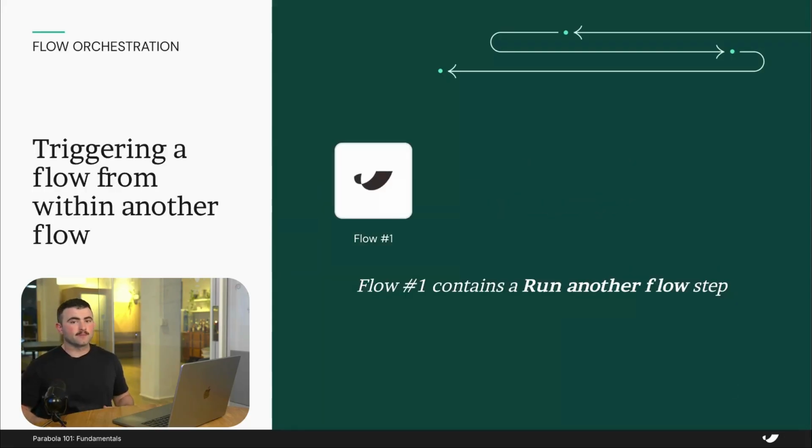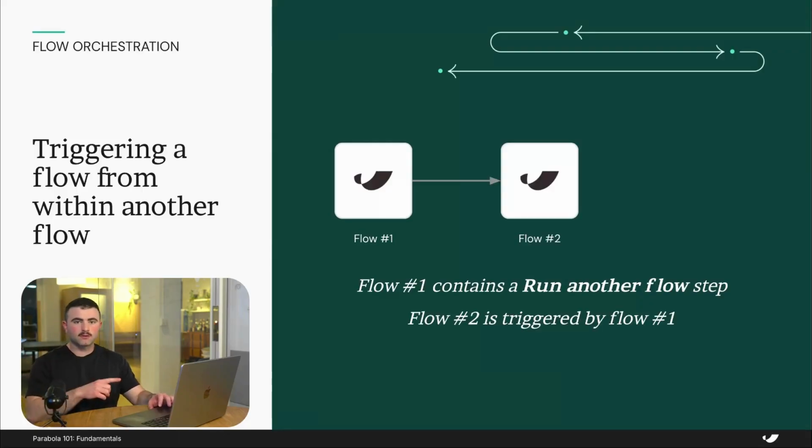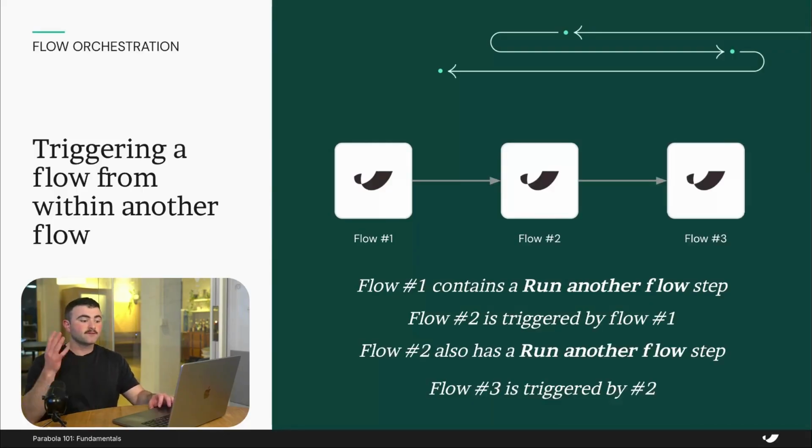Let's look at an example where we have one flow that is doing something like processing an invoice and then triggering another downstream flow. Maybe in flow one, it has a run another flow step at the very end of the workflow. That flow is going to run, and once the run another Parabola flow step runs, it'll trigger flow number two to run. Let's say flow number two also has a run another flow step. When it finishes running, it's then going to trigger flow number three. So you can see that it's being triggered in a chain.